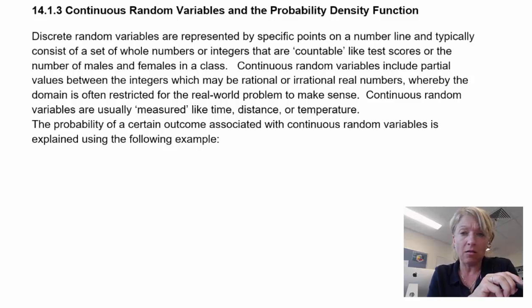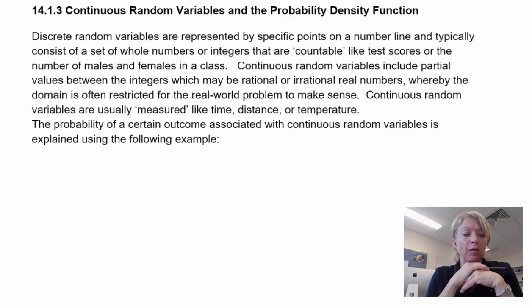The domain is often restricted for real-world problems to make sense. For example, the heights of females in a classroom. A realistic range of heights will be restricted between, say, if they're 17 years old, 100 centimeters and 200 centimeters, for example.